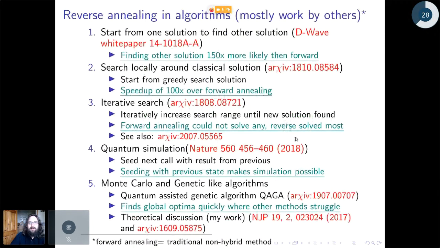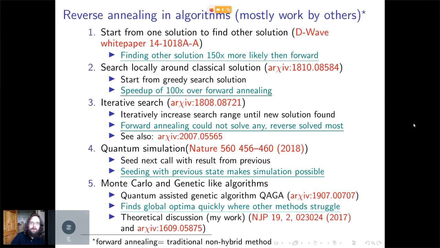People have used these in algorithms. Sorry, this is kind of a busy slide. And they've had some moderate success. You can search locally around classical solutions. You can do iterative search. You can use this in certain kinds of quantum simulation. And people have used this in sort of genetic algorithms where you can find a global optimum quickly, where other methods are struggling. There's some theoretical discussion on it.